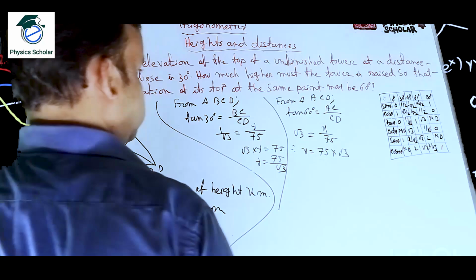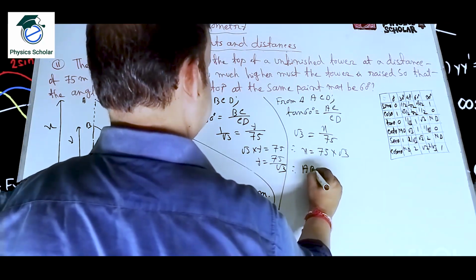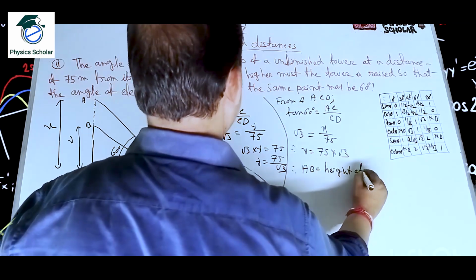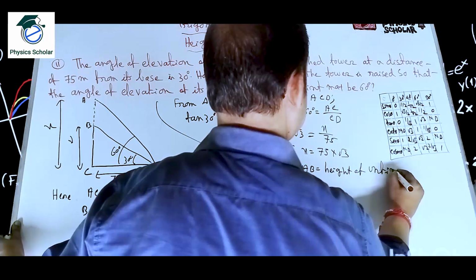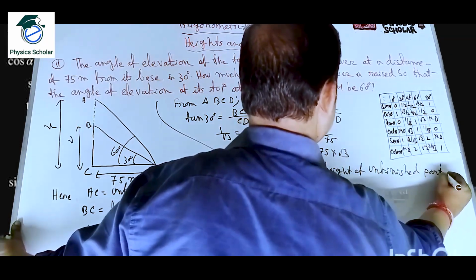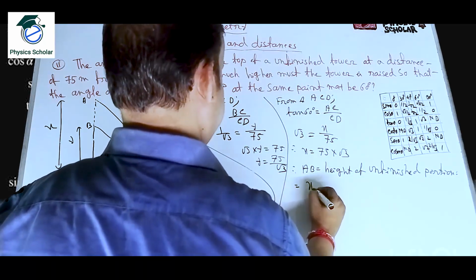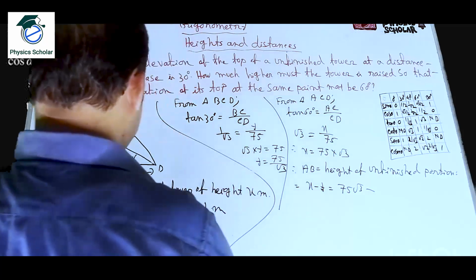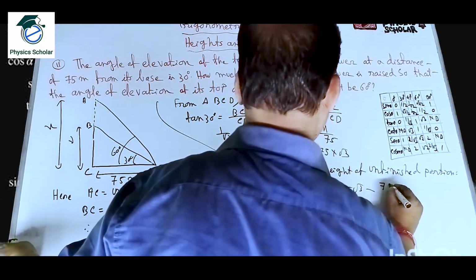Okay. So now AB is equal to the height of the unfinished portion. What is that? It is equal to x minus y. What is the value of x? 75 root 3 minus the value of y. The value of y is 75 by root 3.